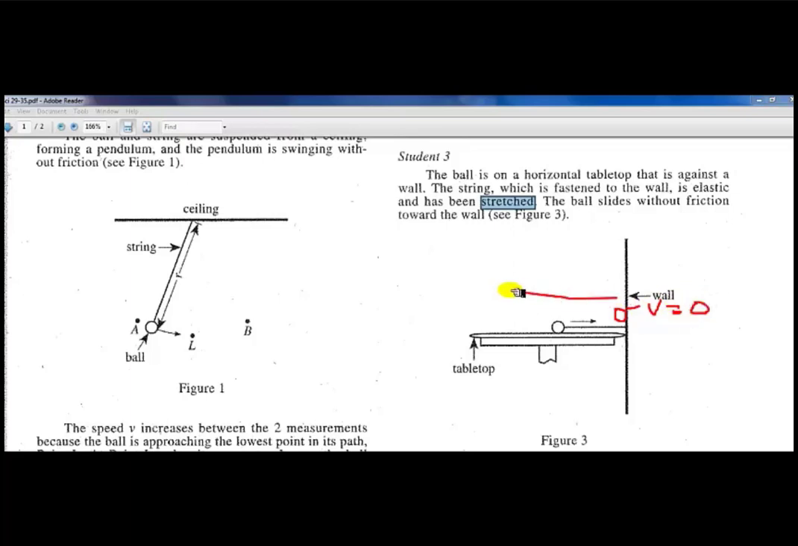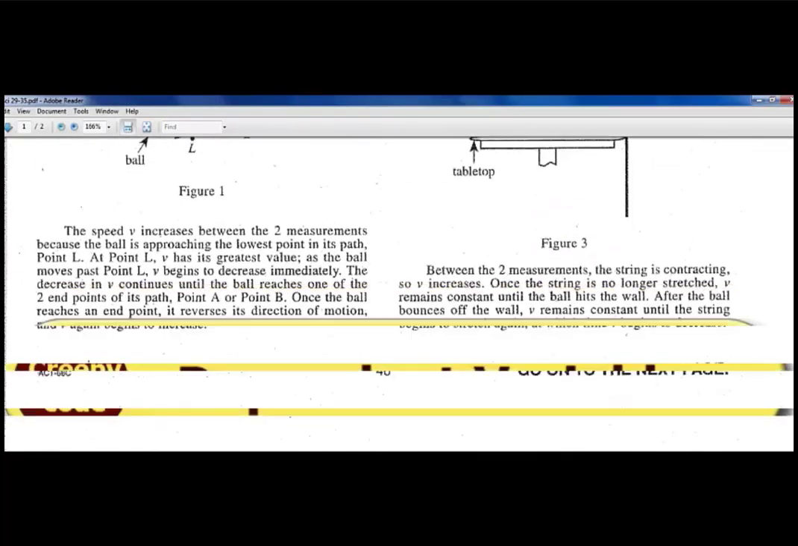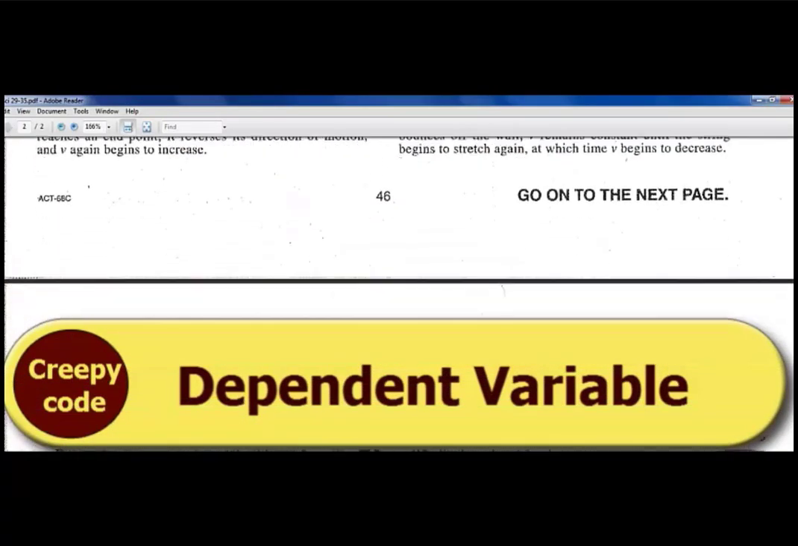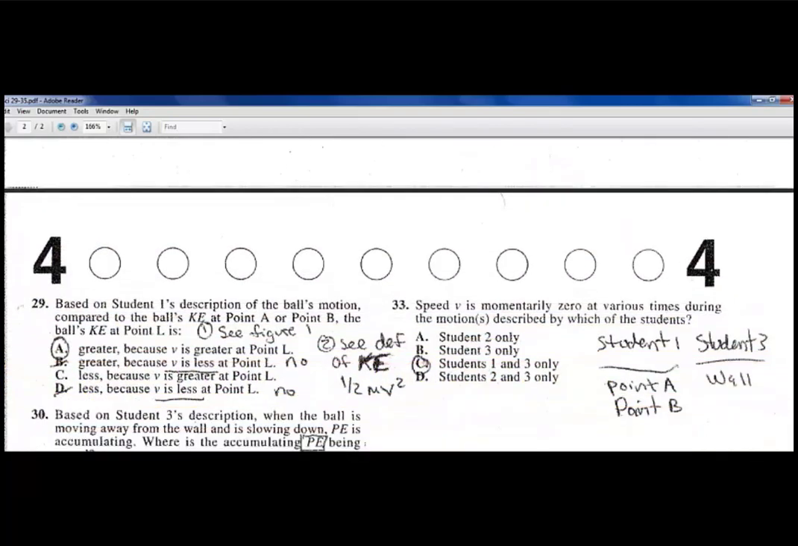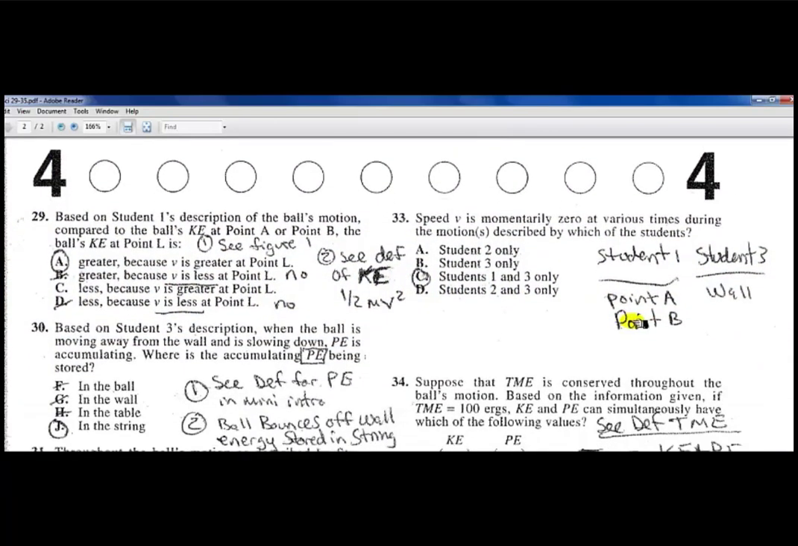After it hits the wall, it's going to shoot and rebound off the wall in this direction. But you see that V is going to be 0 when it's touching the wall. So student 3 would be included in the answer as being yes. Student 2, there is no area where the momentary velocity is going to equal 0. So the correct answer is going to be student 1 and student 3. You can find that answer in answer choice C for problem 33.